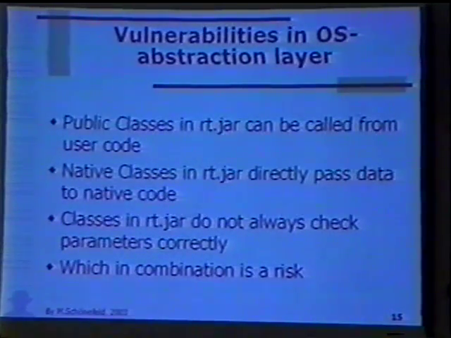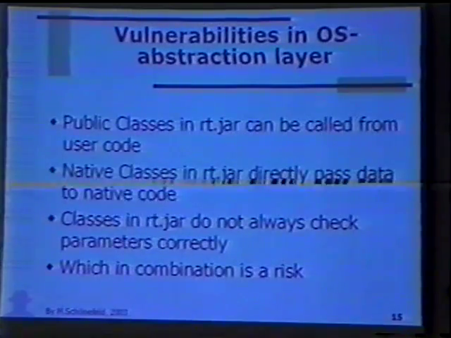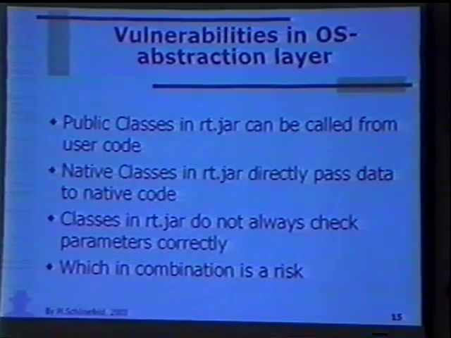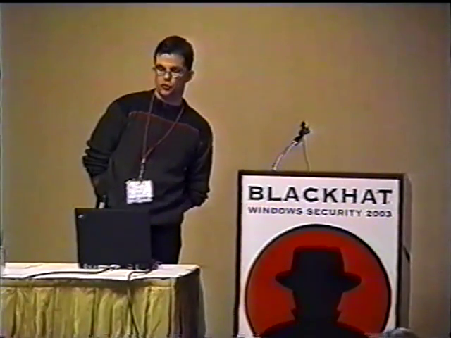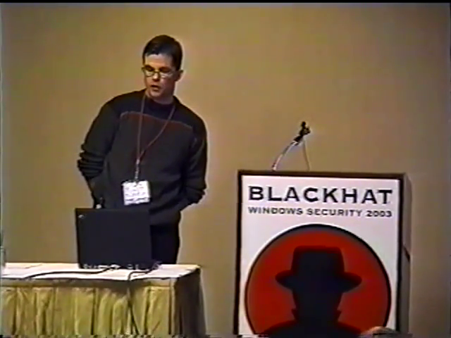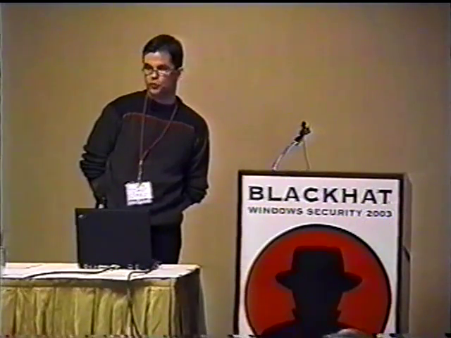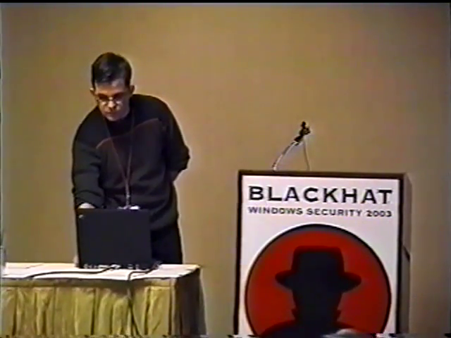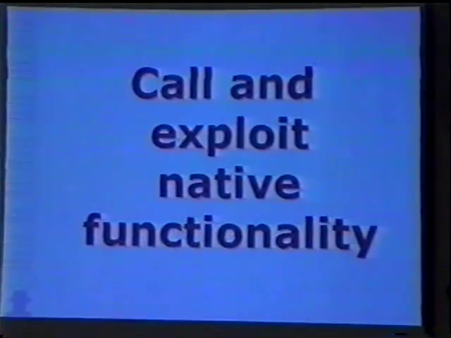And that's what's very dangerous, because native functions which are called with JNI do not always check the parameters correctly, whether they are null values or large buffers or whatever. And in combination with the fact that some of these functions are public, so available to the user code, there's a very high risk of malicious code calling the native functions with invalid parameters, and so having some very bad impact on the JVM.